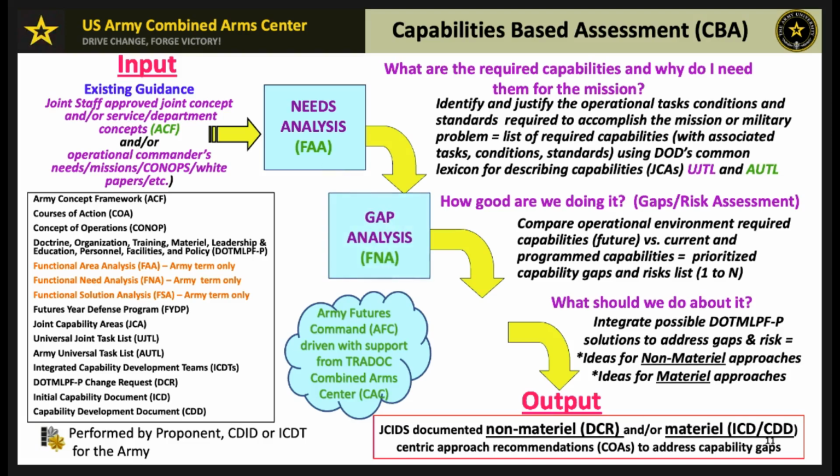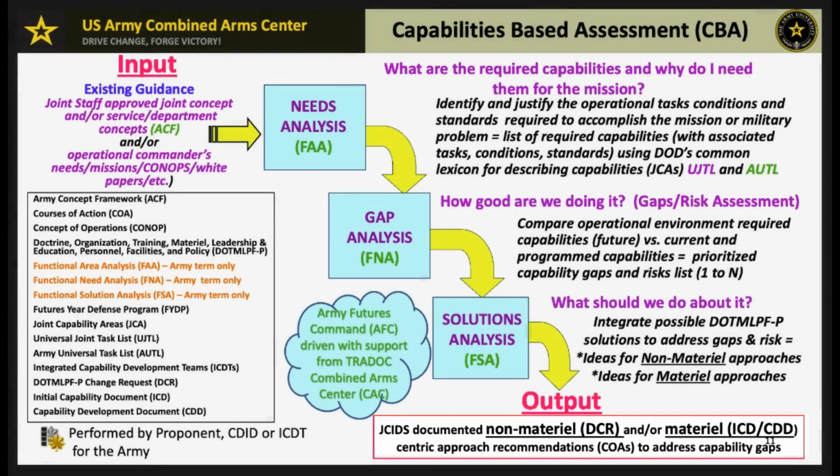Then it finds gaps where current capabilities fall short. Senior leaders assess risk and prioritize these capability gaps based on current and future needs. The Army calls this Functional Needs Analysis. Next, we explore solutions, new tech, training changes or updates to doctrine. The Army term for this is FSA, or Functional Solutions Analysis. Collaboration is key, with various stakeholders working together to ensure solutions are effective and aligned with strategic goals.